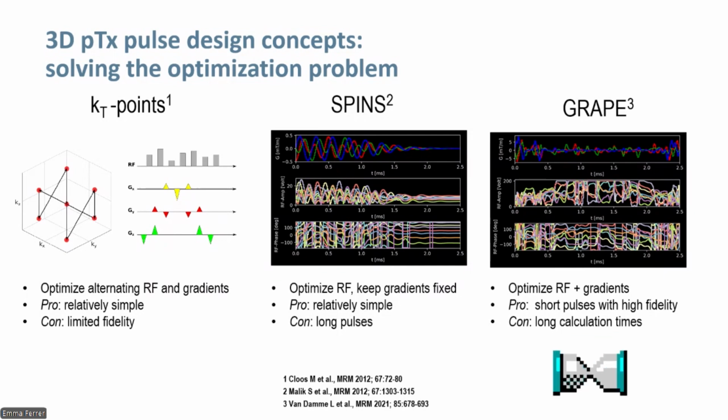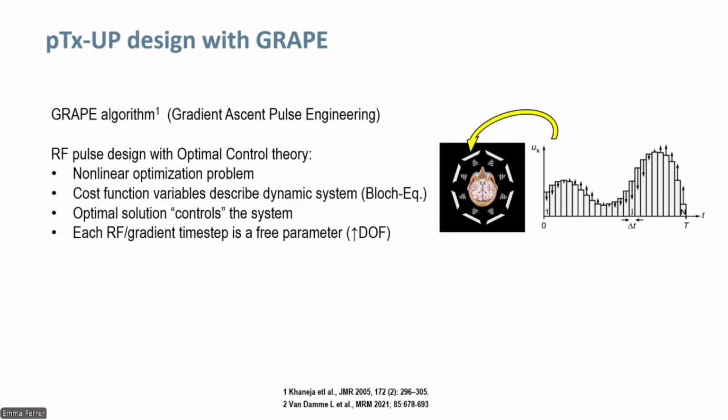But that doesn't really bother us too much, since we only need to do this once and then just apply it in the subjects. And GRAPE stands for Gradient Ascent Pulse Engineering. Without me being an expert on that, I will be very superficial. It's essentially an optimal control design that controls the system. In this instance, it controls the dynamics of the spin system, so the Bloch equations, and each RF and gradient step is varied in this optimization. So there are many degrees of freedom.